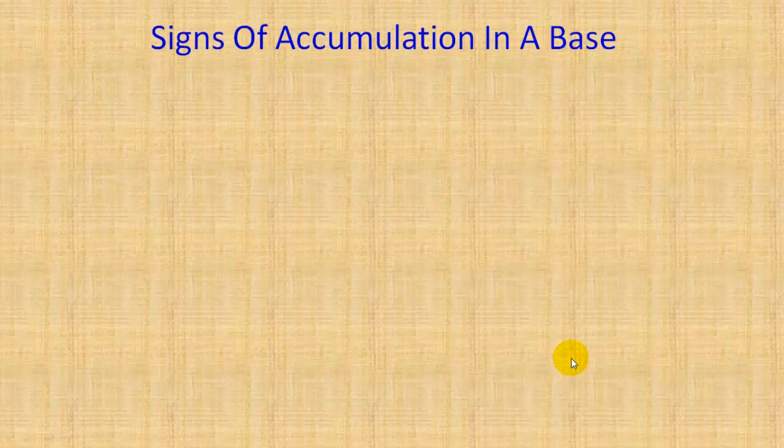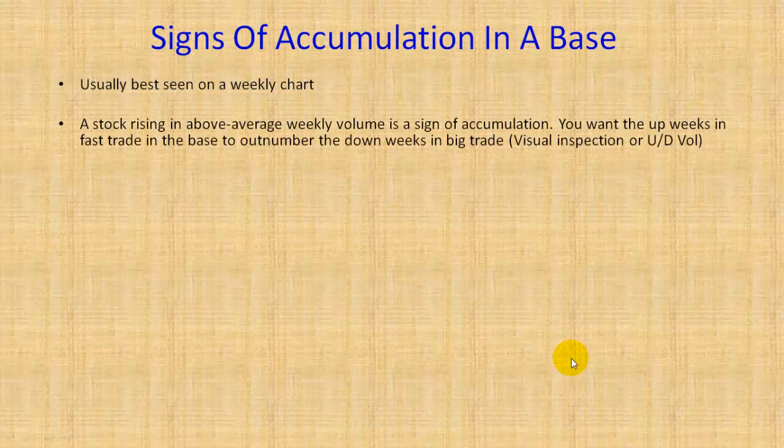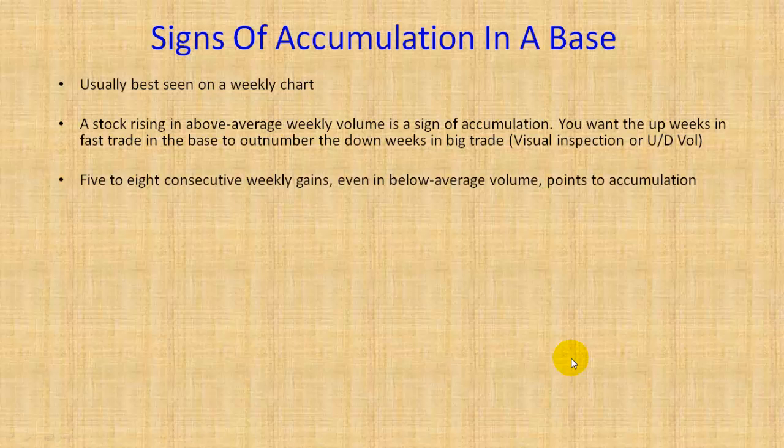Let's look at some signs of accumulation in a base. It's usually best seen on a weekly chart. Stocks that are rising in above average weekly volume show signs of accumulation and demand. When a stock is rising in price on above average weekly volume, that's a sign of accumulation. You definitely want more up weeks than you do down weeks. Whenever you see 5 to 8 consecutive weekly gains, even if it's in below average volume, that points to accumulation.